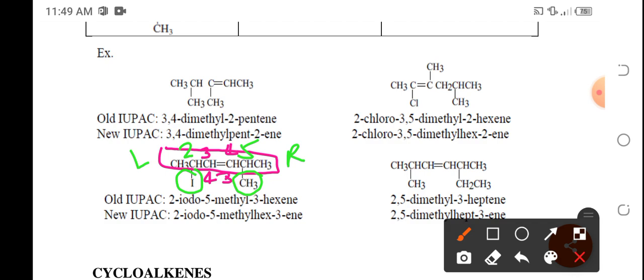So, the name will be 2-iodo to denote that iodine is attached on the second carbon atom of the parent chain, 5-methyl, such that this CH3-methyl is attached on the fifth carbon atom of the parent chain, and 3-hexene. The 3 denotes that the double bond is in between 3 and 4. Hex is for the 6 carbon atom. The IUPAC name is, the new IUPAC name or the synonym is 2-iodo 5-methylhex-3-ene.